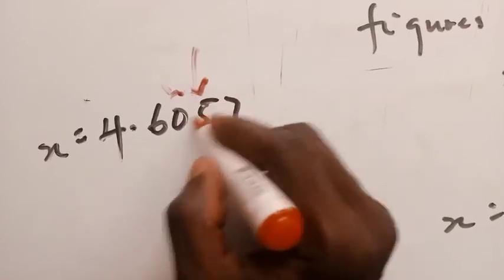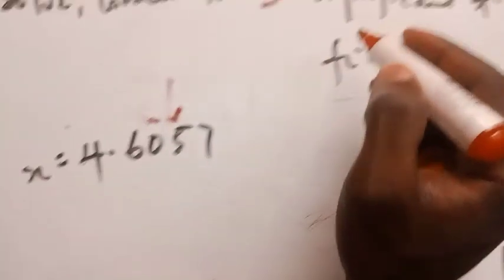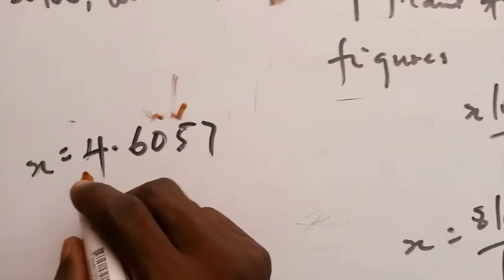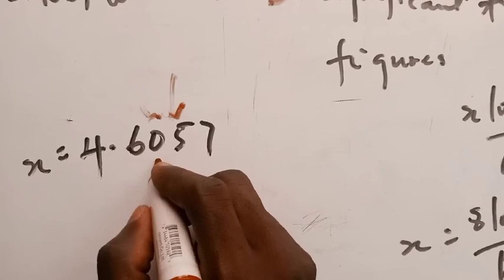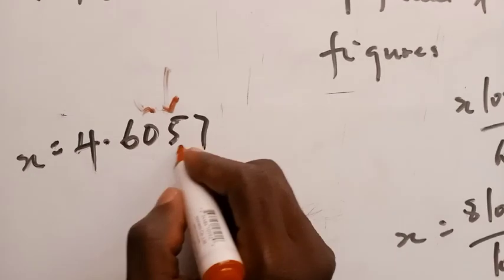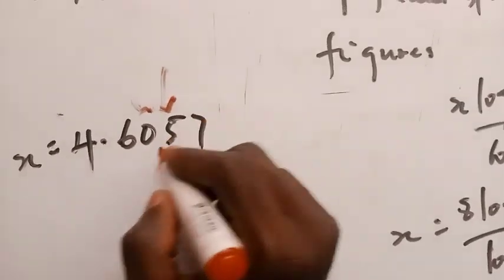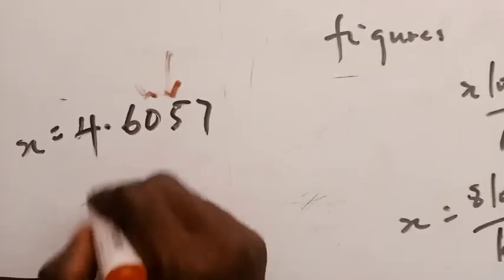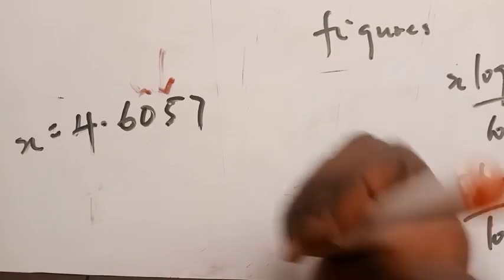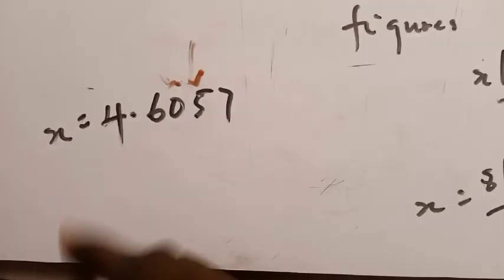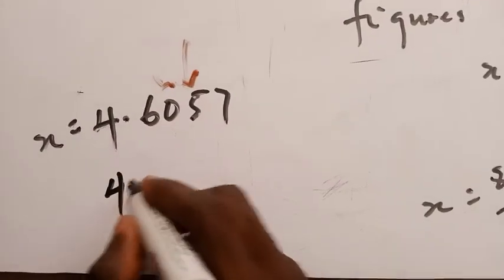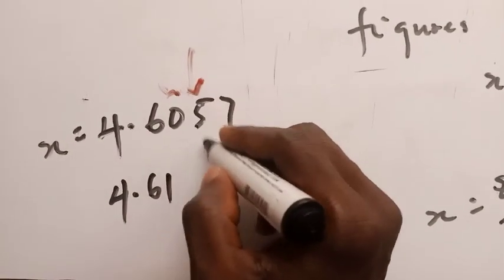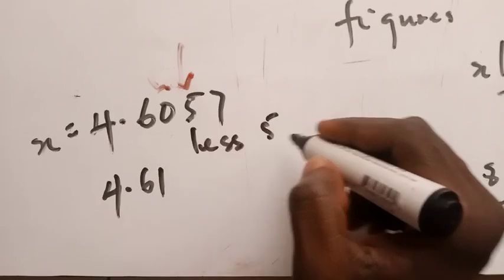Once again, the question is to 3 significant figures, and we start with the first non-zero number: 1, 2, 3. That is the 3 significant figures. So look at the next number. Is it from 5 upward? If it is, that is true, so we convert it to 1 and add it. Let me use the black pen here. So here we are going to have 4.61. If it is less than 5, what are you going to do? Put your answer in the comment below.